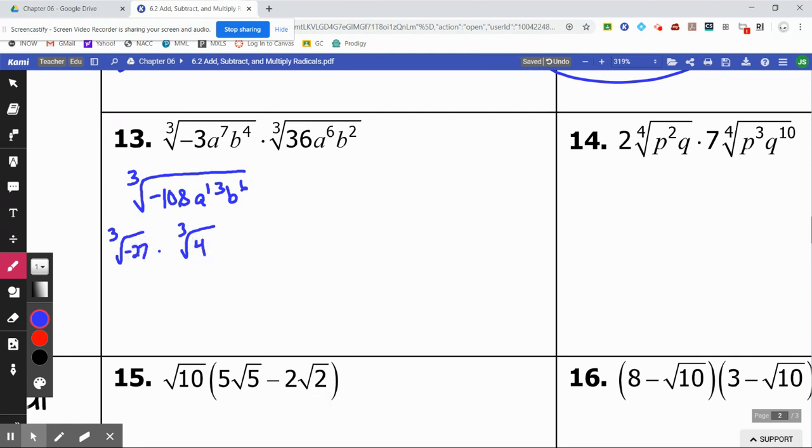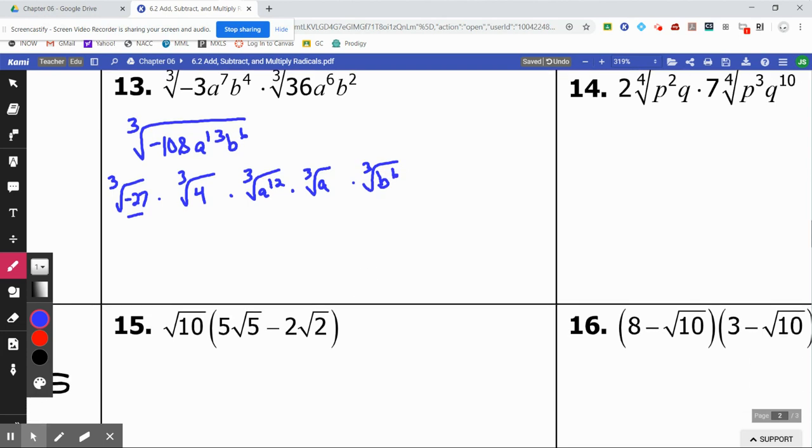And notice I left the negative on the one that I know the cube root of because I can do cube roots of negatives. A to the 13th, I need a multiple of 3, so I'm going to do a to the 12th, and I'm left over with just 1a. And then I know the cube root of b to the 6th because it's a multiple of 3. This one is negative 3.